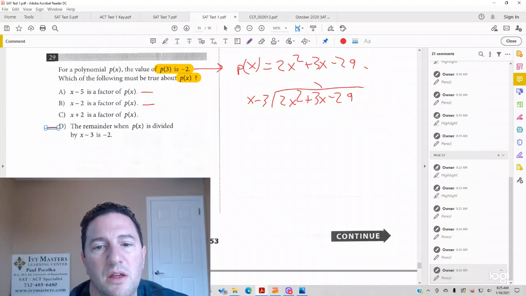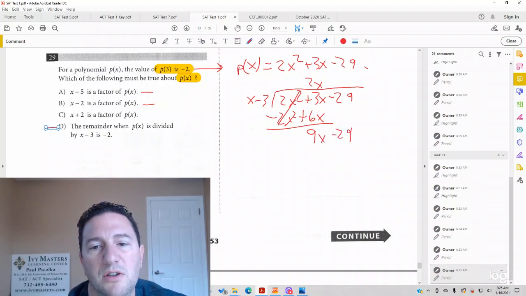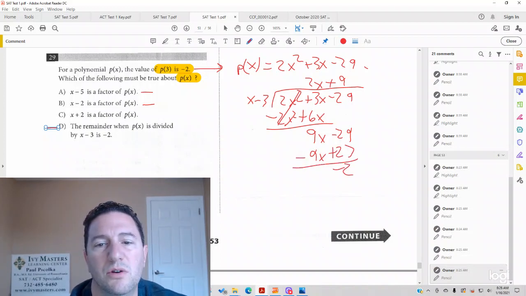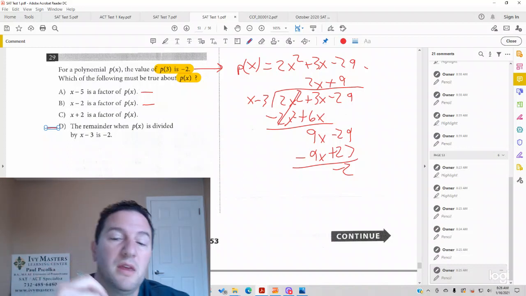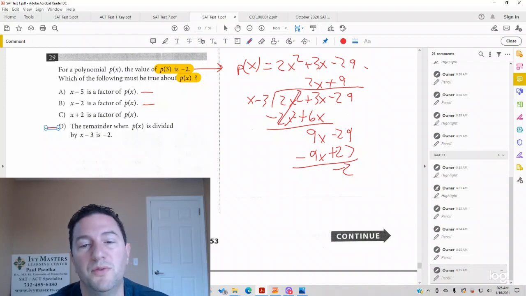I get actually 2x on top, multiply it out, you get 2x squared minus 6x. And then subtracting, you have to change sign, these cancel, you get 9x minus 29. And then x goes into 9x, 9 times, add the 9 there. When you multiply, you get 9x minus 27, change sign, you get -2. Sure enough, when you divide x minus 3 in, you get -2 as your value. So, we've just proven that answer choice D is your correct answer.